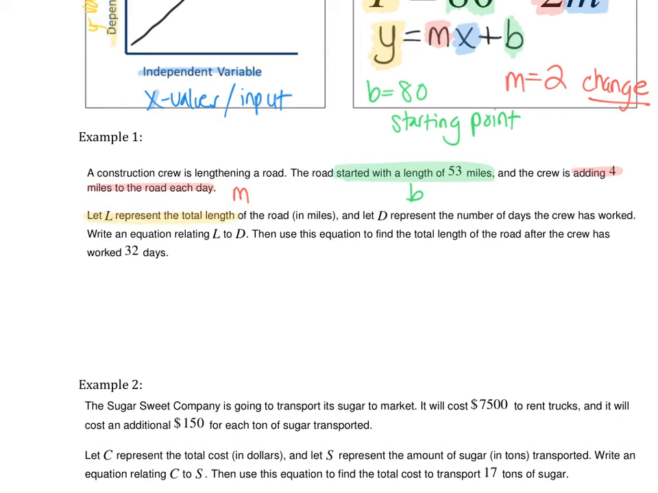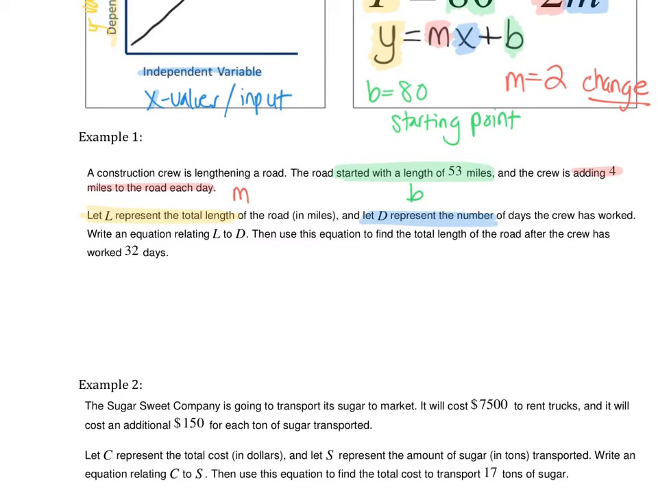So in this case, our y in our equation is going to be L because it represents the total. And then the other variable is obviously going to represent the input or the independent variable. So D is going to be our x. So now it asks you to write an equation.